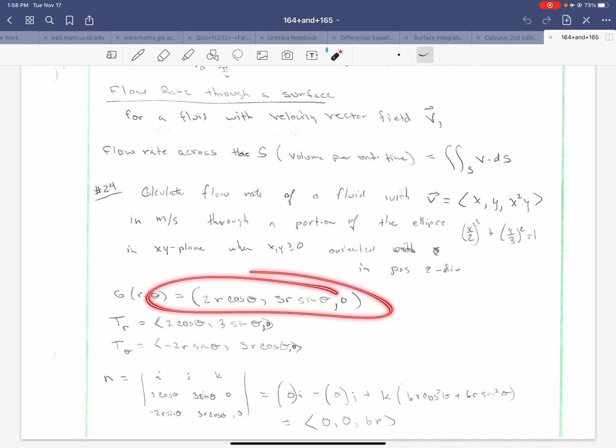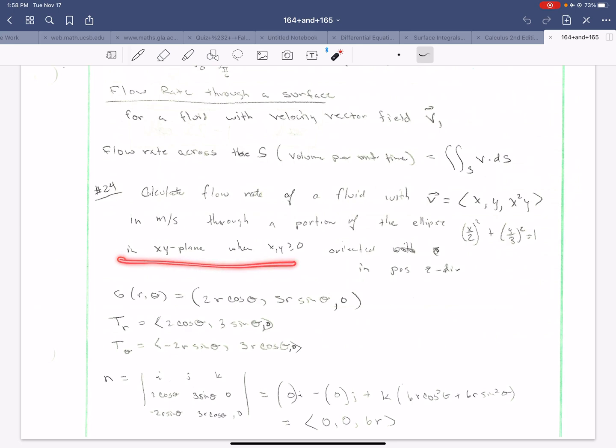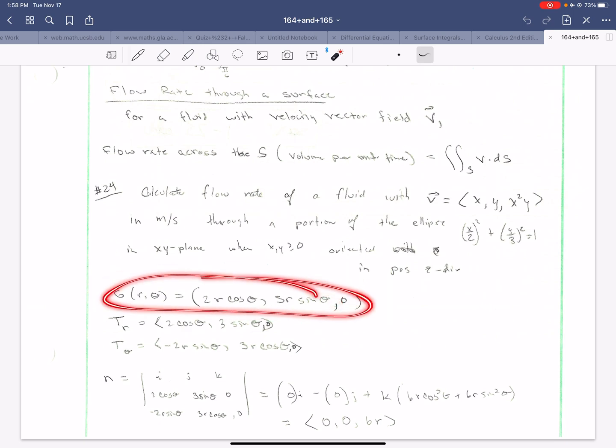So in that case, that's what we have for our parameterization of an ellipse in the xy plane. Because we're in the xy plane, I know that my z is always 0. So this is my parameterization all the way back from the first week or so of class. Once I have that parameterization, now I've defined my variables to be r and theta. And with that r and theta, I need to compute t sub r.